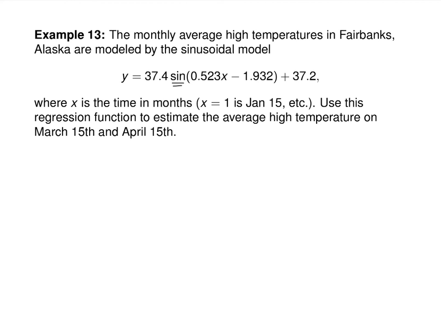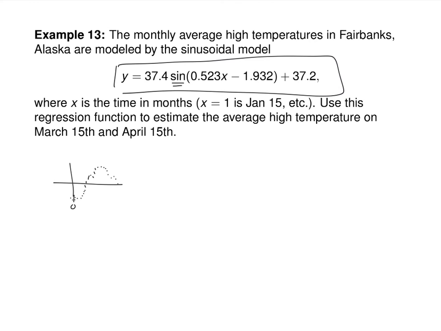So the monthly average high temperatures in Fairbanks, Alaska are modeled by this sine model, where x is the time in months. And what this is saying is that, basically if you look at our temperatures, if time 0 is January, it kind of starts low-ish and it goes up. And there's variability, but it more or less does this up-down oscillation pattern, right? So this will estimate what the average temperature is on various days or various months. So I want to estimate the average high temperature on March 15th versus April 15th. So if x equals 1 is January 15th, what is March 15th?